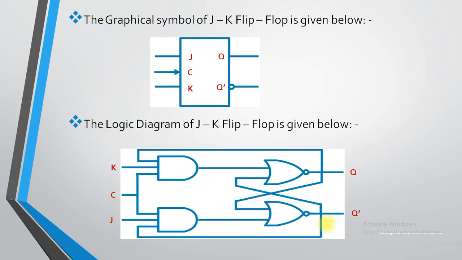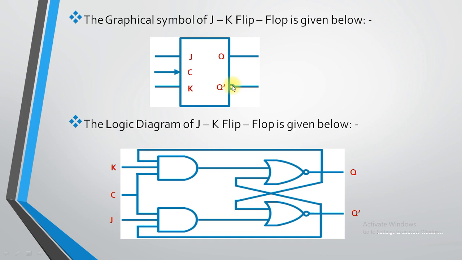Now you can draw the graphical symbol. You need to input two variables like J and K, and the clock can be denoted using an arrow sign, and it can be represented using the variable C. Q and Q dash both are output variables. When dash is there, you need to draw a bubble sign over here.